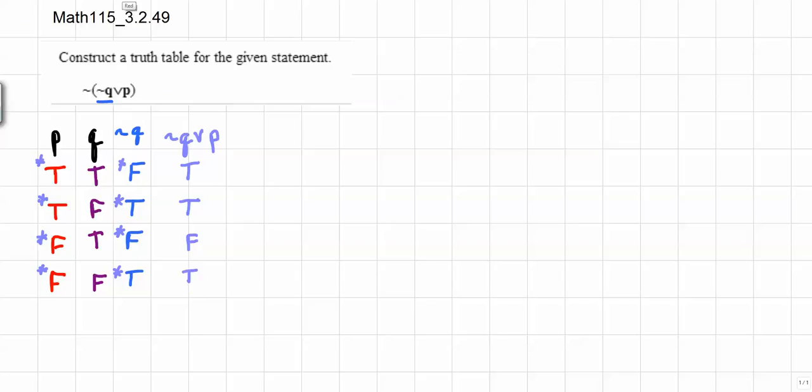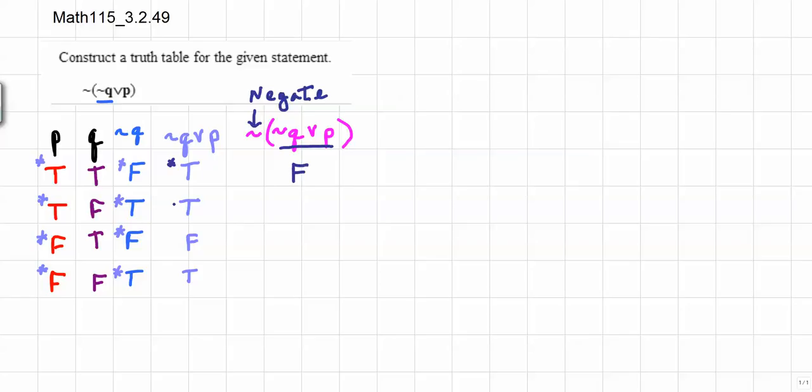Then lastly, we're going to go ahead and look at the statement not Q or P, which means that I'm just going to negate using this right here. We're going to negate, that's the negate, so negate the truth statement of not Q or P. Well, not Q or P is right here, and that's true, so not true will be false.